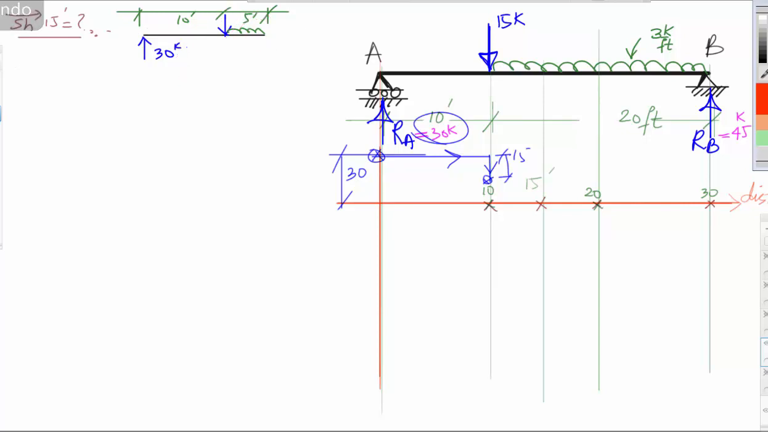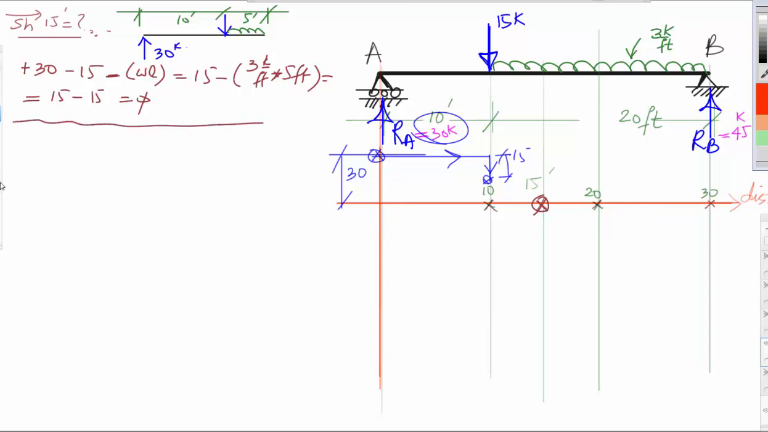So plus 30 minus 15 and minus this WL, which is equal to, so now we get 15 minus W, which is 3 kip per foot, and L is 5 feet, is equal to 15 minus 15 is equal to 0. So meaning that at this point the shear is equal to 0.